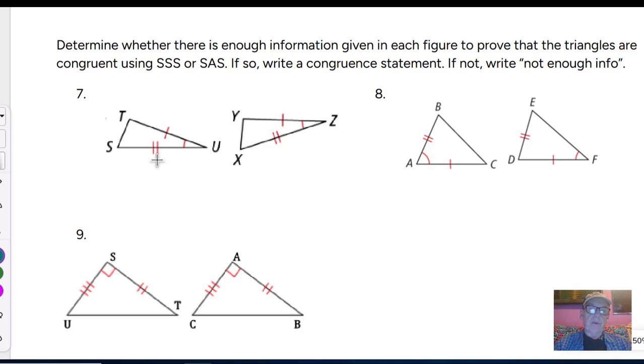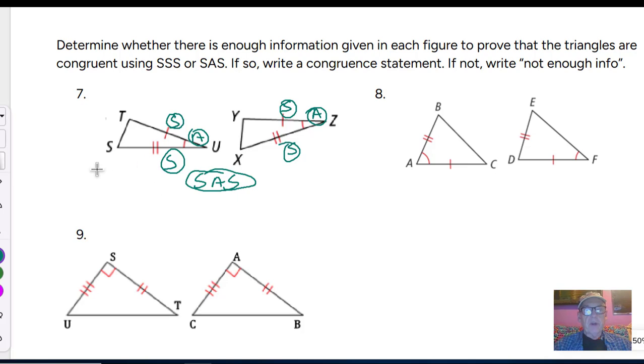Let's look and see what we have. So we've got single mark with single mark, we've got angle U matching with Z, and we have US matching with ZX. So if we look at the patterns, we've got side, angle, side. So side, angle, side pattern works for this one.